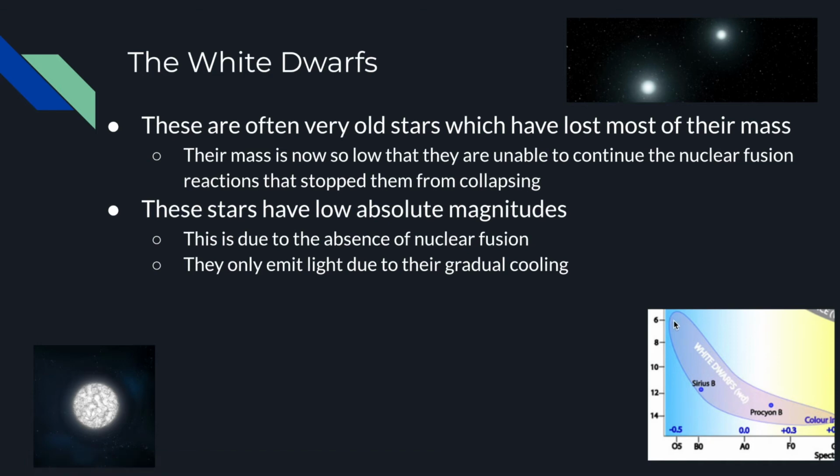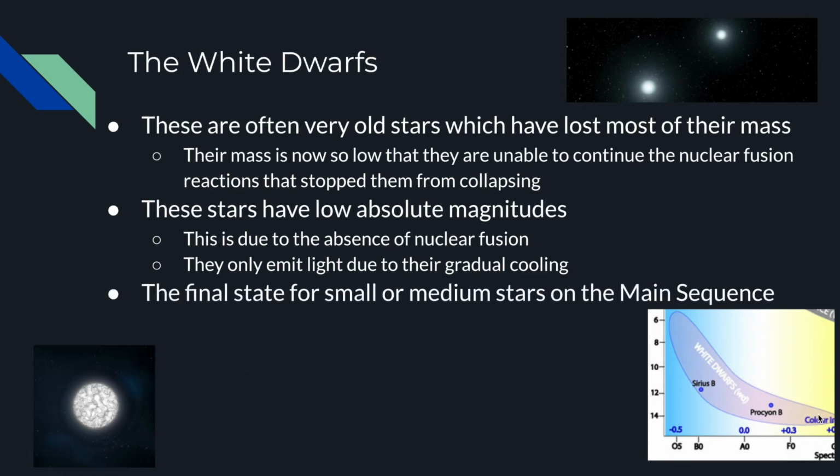undergoing nuclear synthesis. White dwarfs are the final state for the small or medium stars on the main sequence that don't have the mass to become black holes or neutron stars. The Sun itself will become a white dwarf in several billion years.